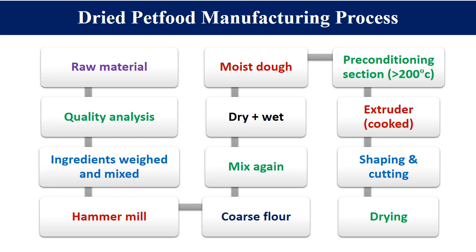After that it goes for pre-conditioning or heating, and then it enters the actual extrusion process in the extruder machine, where it goes through a high heat treatment and molding or shaping and also cutting. Then it goes for drying. So this is the basic manufacturing part. After that it goes through some finishing steps which we will see next.